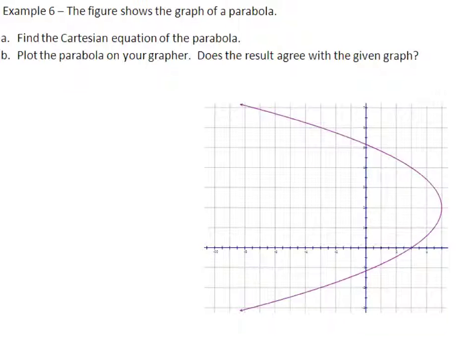So now we're going to do this example here. We have the graph of a parabola, and we need to come up with the equation, and then we're going to plot it on the graphing calculator and confirm that it actually is the appropriate graph. So the first thing we need to do is find out what the vertex is, and you can see the vertex right here. I know the numbers are small, but if you look down here on the x-axis, this is 5 and this is 2. So the coordinates of the vertex are 5, 2.